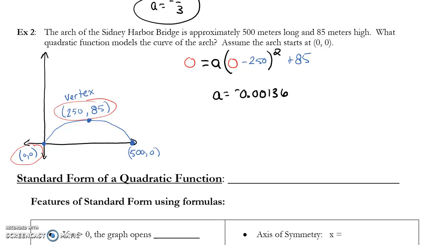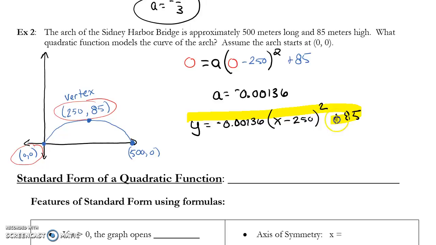But I now have my vertex and I have A. We can go right to my vertex form. Y is going to be equal to A, which is negative 0.00136, times the quantity of x minus my x coordinate, 250, quantity squared, plus the y coordinate of your vertex, which is 85. That's the equation.